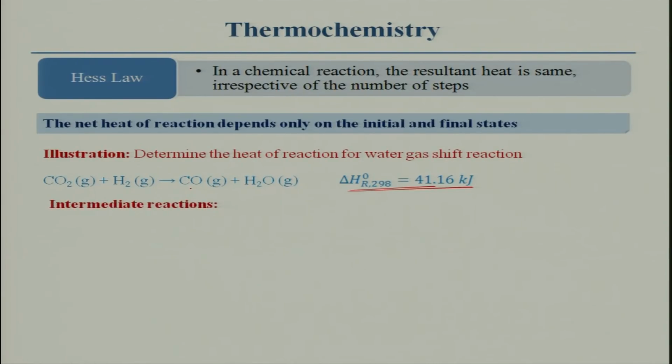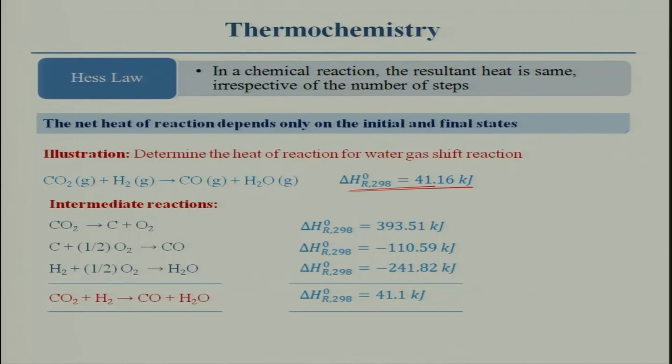For example, if we know that CO2 is converted into C plus O2, then we know the heat of reaction for that, which happens to be an endothermic reaction, and the heat of reaction for this is 393.51 kilojoule. And carbon reacting with half a mole of oxygen going to carbon monoxide, for that heat will be liberated, and the heat of reaction is minus 110.59 kilojoules, and this is known. And hydrogen can react with oxygen to give water.